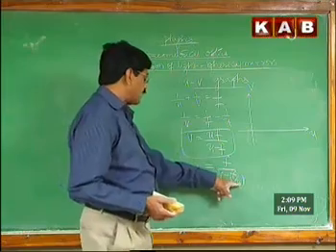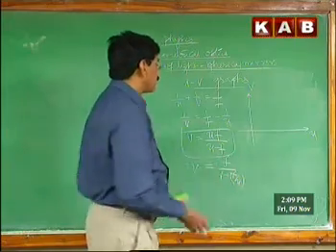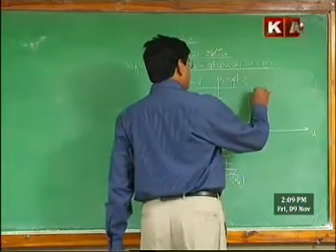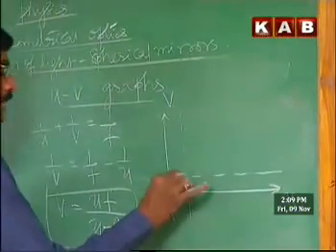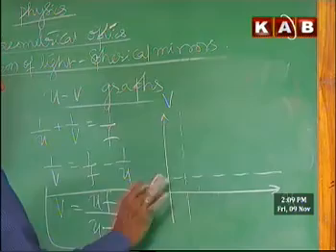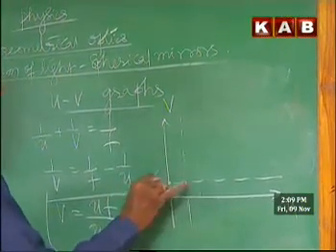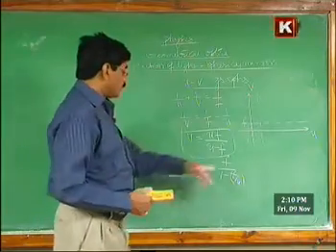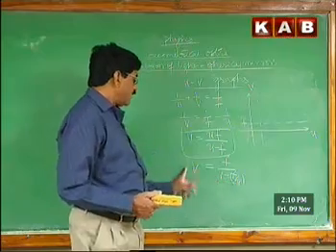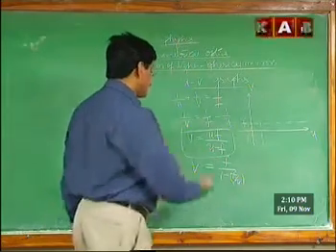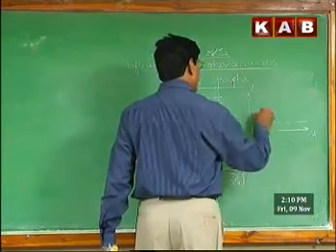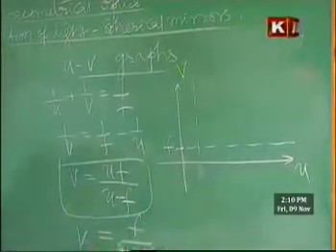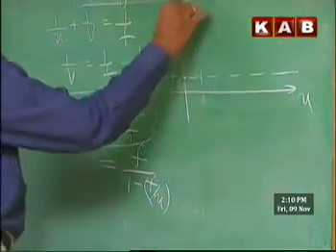When u is infinity, v is equal to f. That is, when u is infinity, the image distance becomes f. Similarly, when u is 0, v is 0. And when u is f, v is going to be infinity. So therefore, this is going to be f.